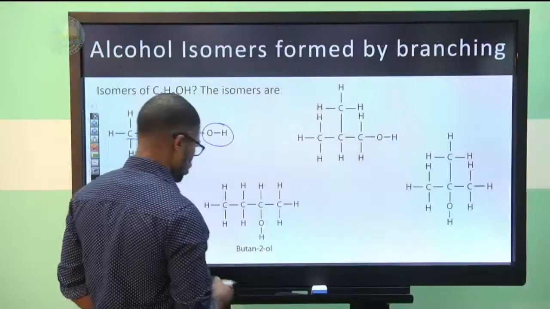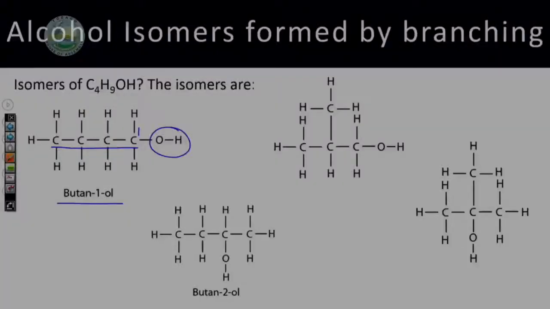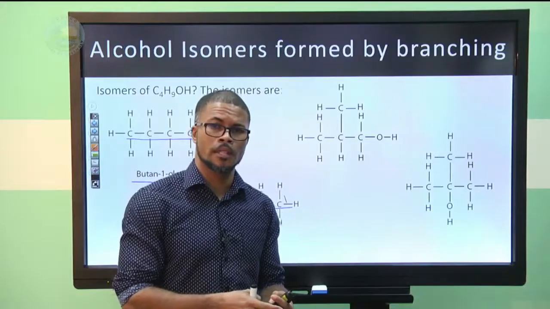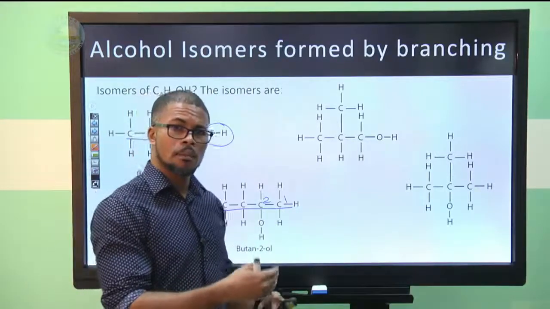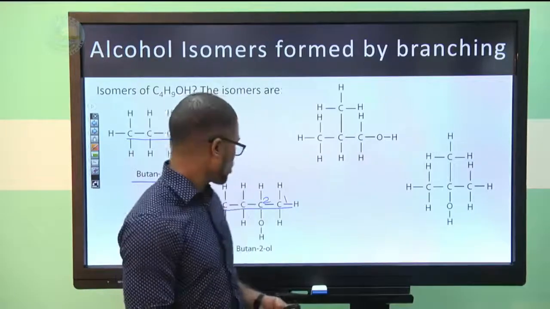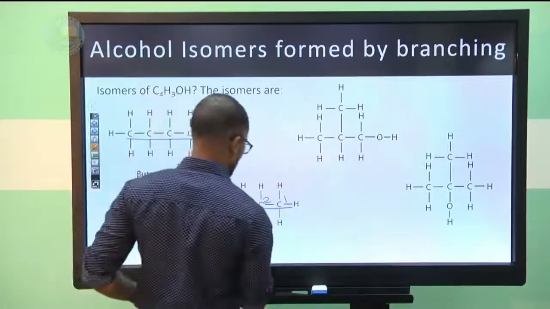The second one is called butan-2-ol. Why? Because we have 4 carbons in the chain, and in addition to that, we call it 2-ol because the OH group is found on the second carbon. Why is that? Because we know that when we are numbering the carbon chains, we number them based on the carbon that is closest to the functional group. All right? So we begin by getting the functional group to the lowest possible number. All right? So in this case, we're going to call it butan-2-ol.